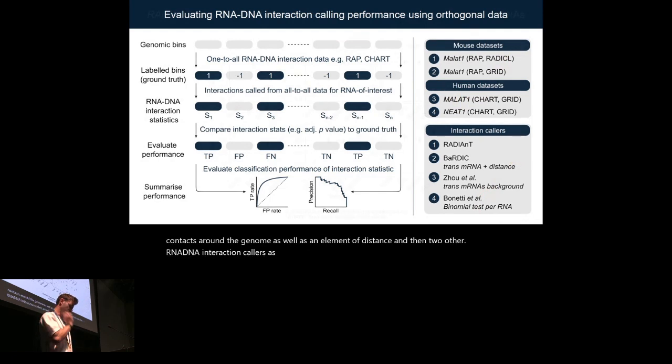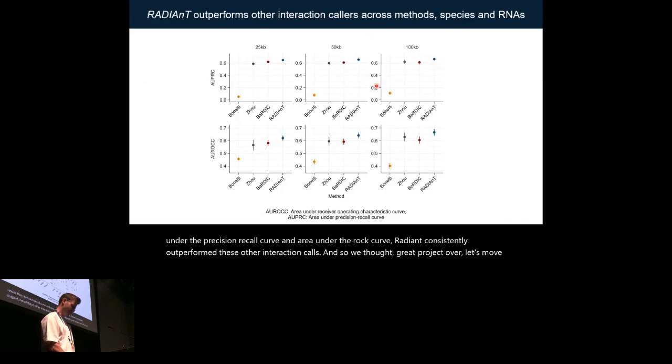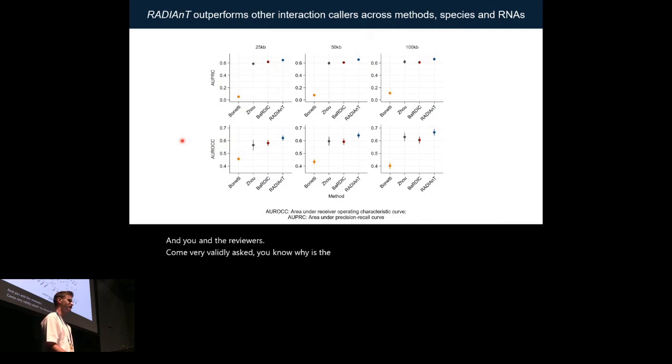And the good news for us was that when we looked at the results, so you can see here area under the precision recall curve and area under the ROC curve, Radiant consistently outperformed these other interaction callers. And so we thought, great, project over, let's move on. But actually, if you look a bit closer at these y-axis values, you'll notice they're not necessarily particularly impressive. You've got kind of values of 0.6 something here, maybe creeping up towards 0.7 in area under the ROC curve. And you and the reviewers can very validly ask, why is the performance of these interaction callers so poor?